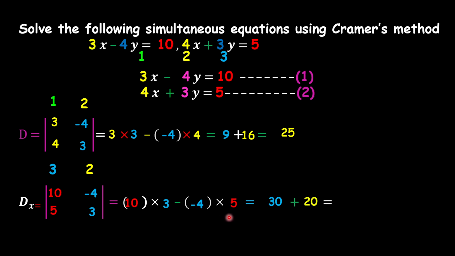4 5s are 20. 30 plus 20 is nothing but how much? 50. Now determinant dy means replace the coefficient of y from the determinant d by constant. Therefore determinant dy means 13.